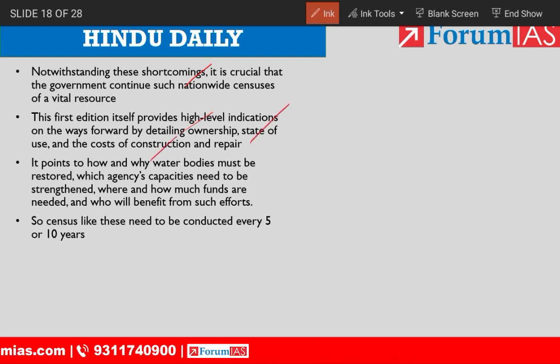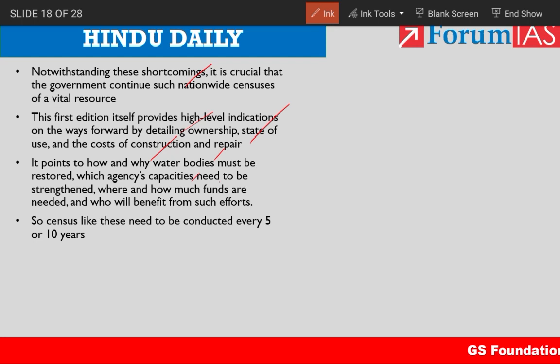She is telling this is a good thing, and it also tells why and how water bodies must be restored, how agencies' capacities should be strengthened, where to get the fund, and who will benefit from such efforts. So it gives so much data. Even though there are shortcomings, she's telling this is a welcome sign.